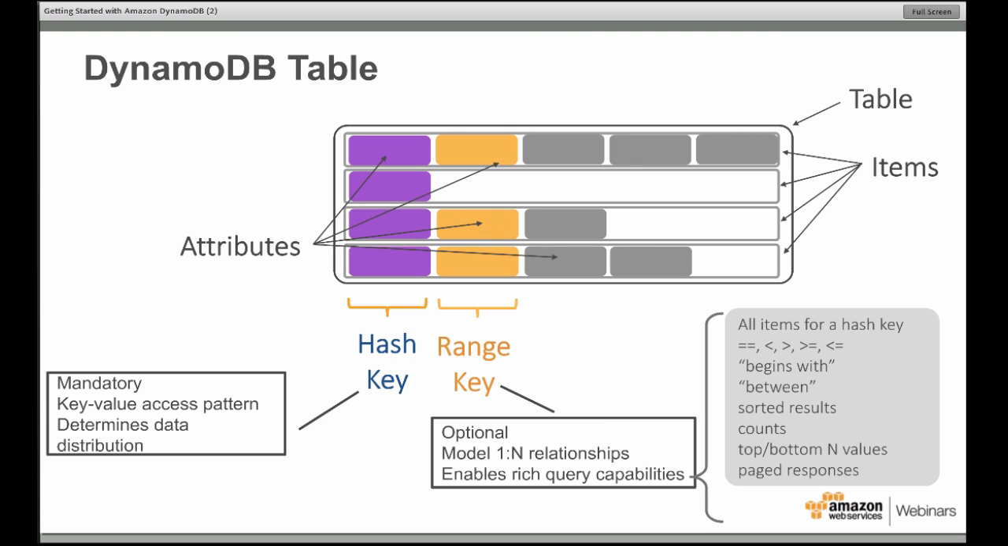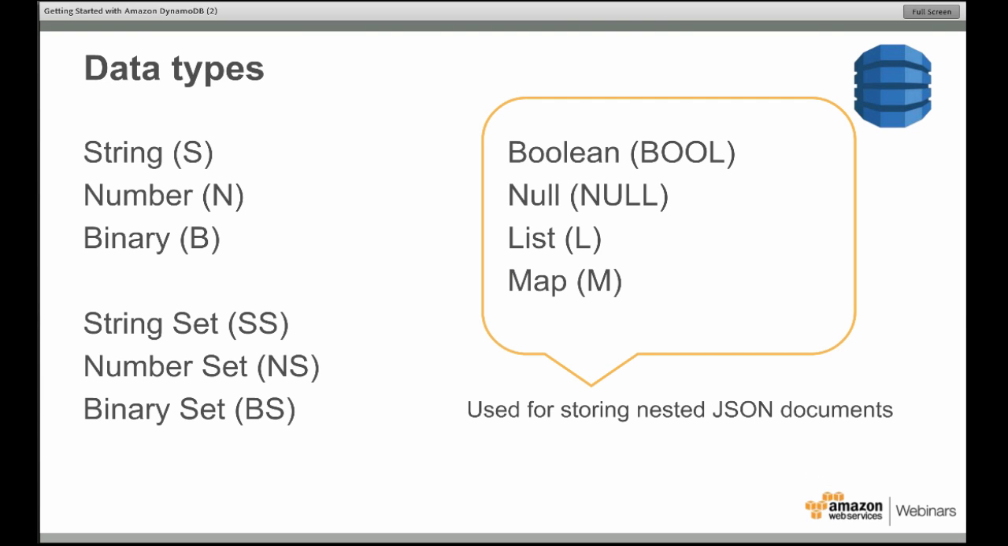The range key also allows you to do very nice query capabilities. So you can do equals, less than, greater than, less than or equals, greater than or equals, things like begins with, between, sort, and counts. Just basically allows you to execute some very useful queries on the table. Data types, pretty simple. You have strings, numbers, and binary. You can also have string sets, number sets, and binary sets. Those are just basically sets of values that live as a single attribute in the table. And then for the document storage, and I will actually in the demo show you how to store JSON documents directly in DynamoDB, we have some additional data types: Boolean, null, list, and maps, and those are for storing the nested JSON.